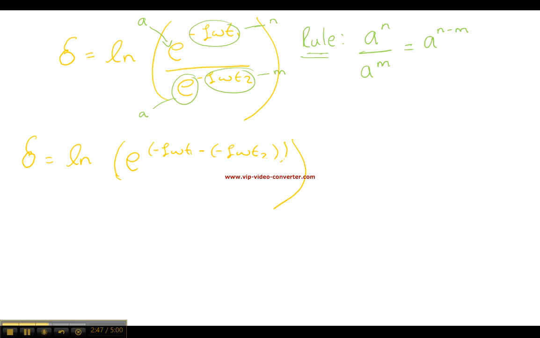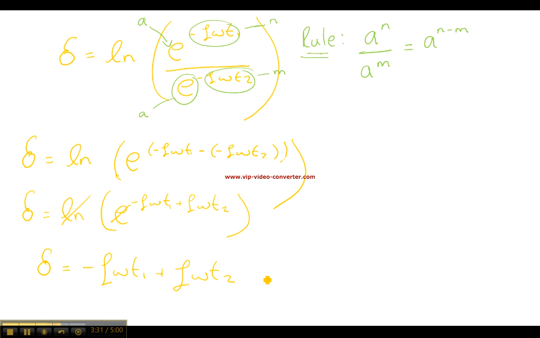Then I can take that a step further. Again, we've delta equaling the natural log of e. Ultimately what we're left with will be minus z omega t1, the minus and minus give you plus z omega t2. Now we know from our law of logs that the ln is going to cancel out our e. So then we get delta equaling minus z omega t1 plus z omega t2.